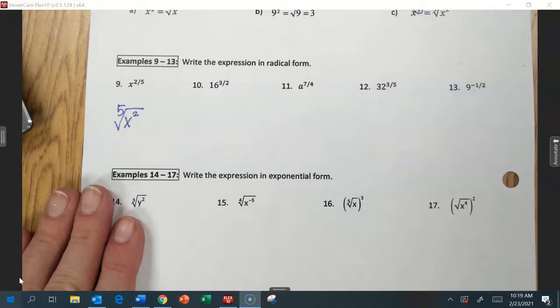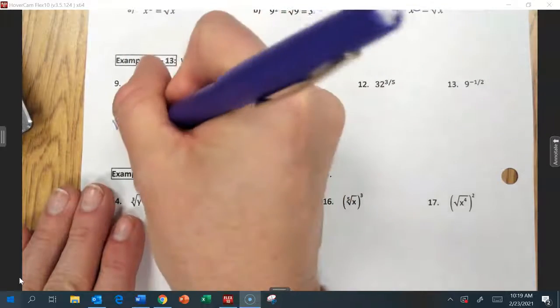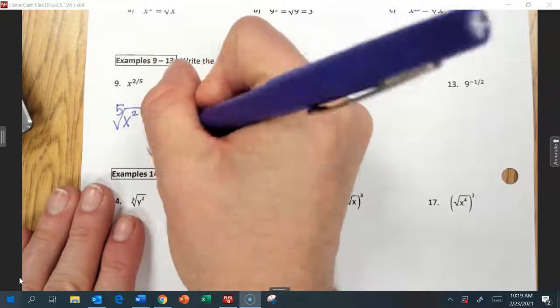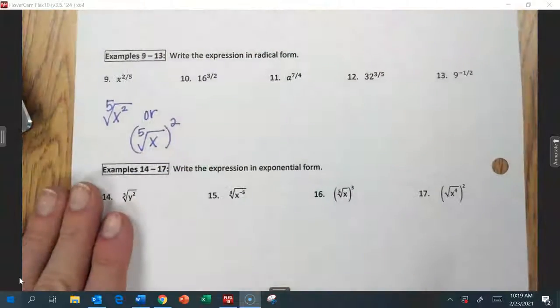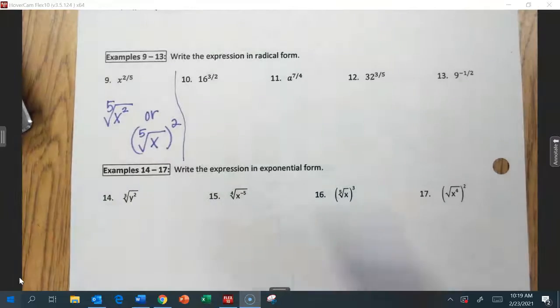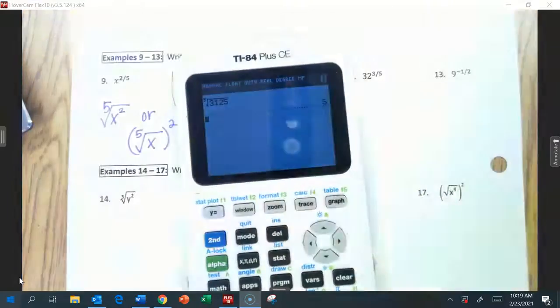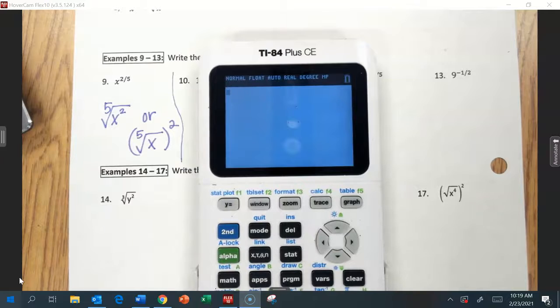Now I also want you to recognize that you may see it look like this also, the fifth root of x all to the 2nd power. And these are the same thing. And if you don't believe me, we can take a number, and I'll just show you that if you were going to do, I'm going to use 3.